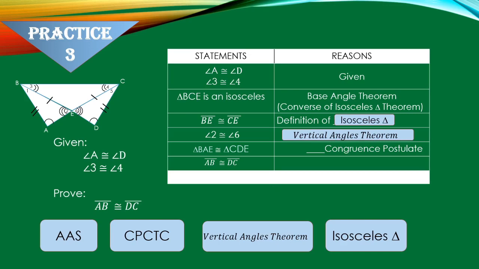Now it's time for you to give the theorem or postulate why the two triangles are congruent. Now that we have two pairs of congruent angles and one pair of non-included sides, we can say that triangle BAE is congruent to triangle CDE by AAS congruence theorem. And from that reason, we can say that side AB is congruent to side DC by CPCTC.